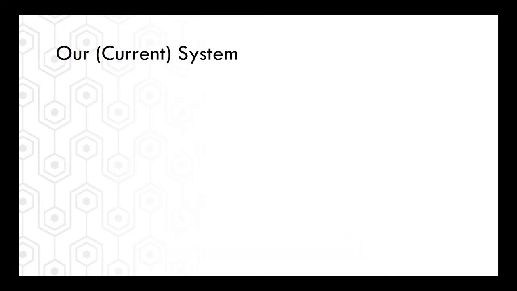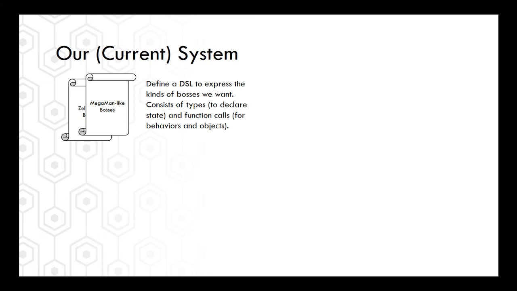So just a quick overview of what our current system looks like and what the process of building the system might be like if you were interested in building a similar system of your own. The first thing that went into this was, first we define a domain-specific language to express the kinds of bosses we want. In this case I showed you Mega Man-like bosses, but it could be Zelda bosses, Castlevania bosses, or bullet hell bosses.